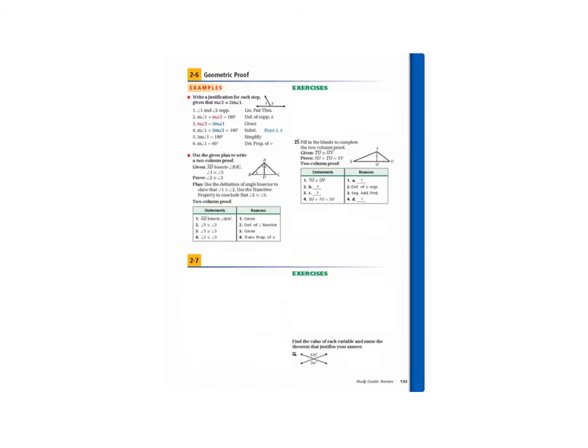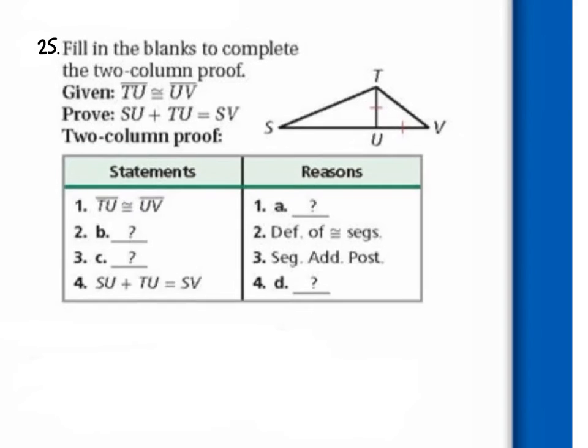Okay, let's look at 25. We have a proof. So fill in the blanks to complete the 2-column proof. It's given that TU is congruent to UV. So they put the arc marks here, the tick marks. So we know that those two segments are congruent. Statement 1 says that TU is congruent to UV. What's our reason for this? Given. Perfect. Next says we're going to use the definition of congruent segments.